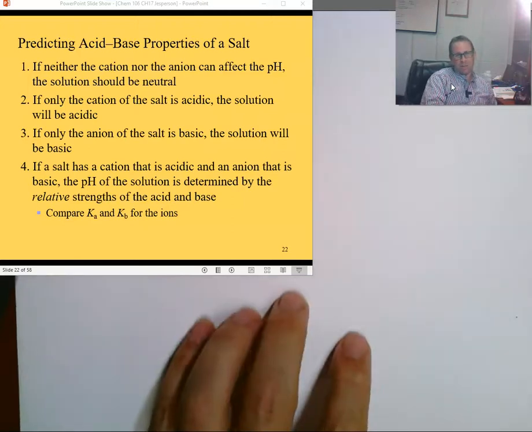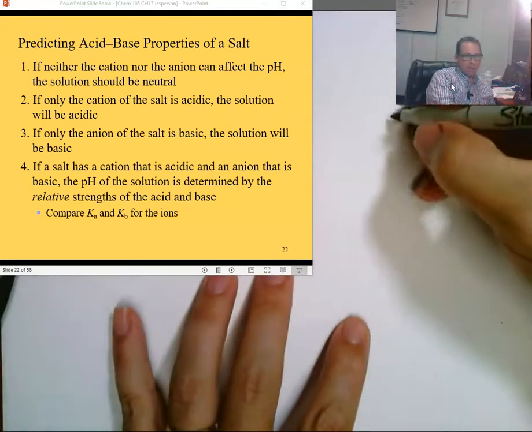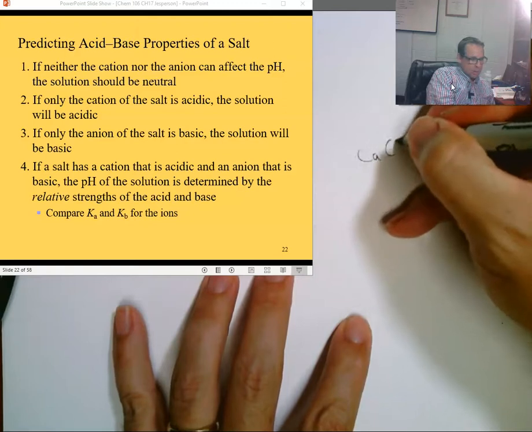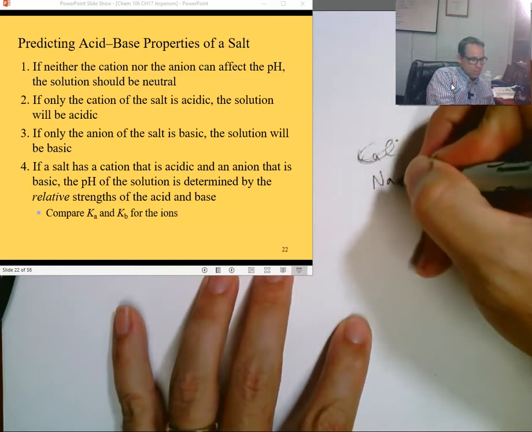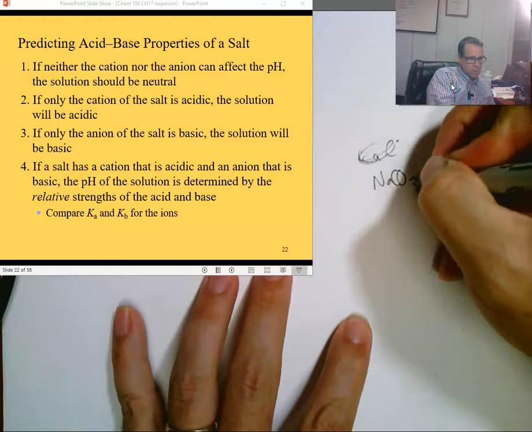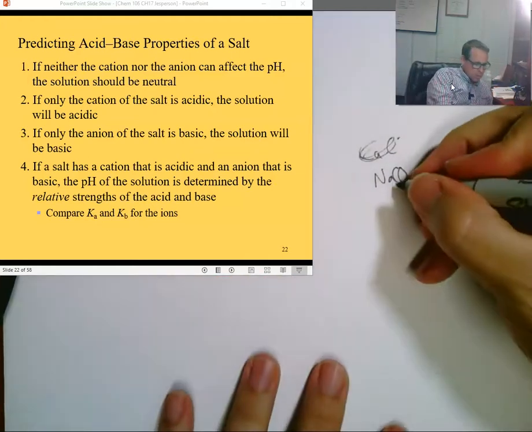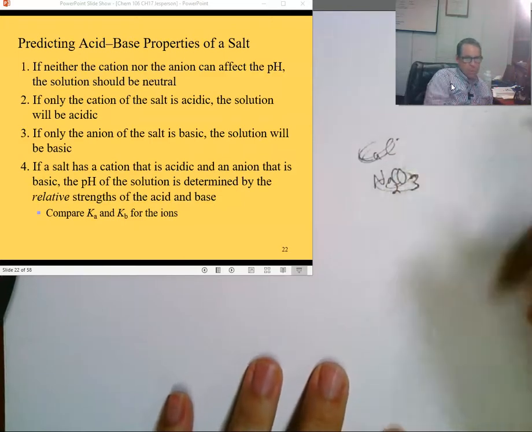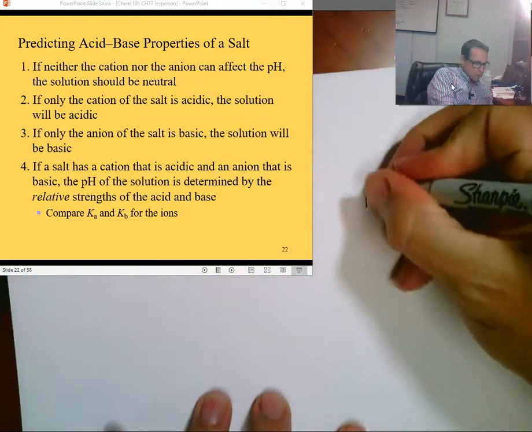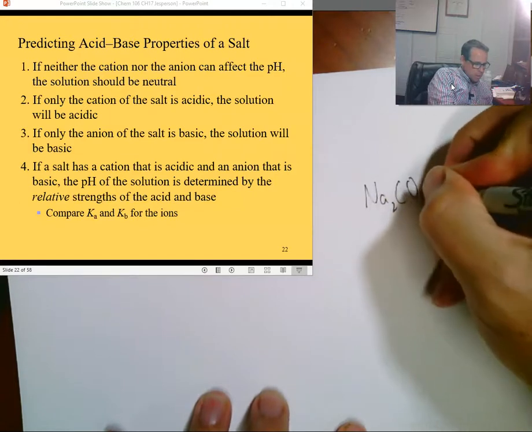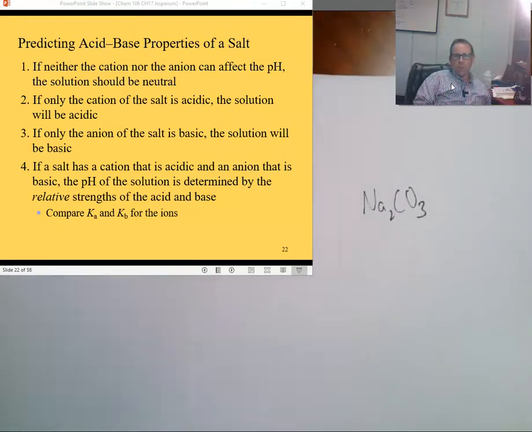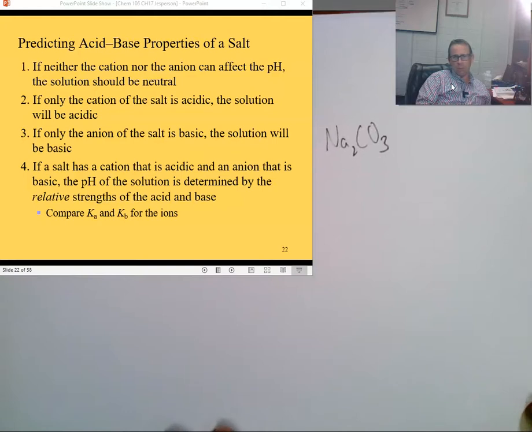But what we're talking about is the addition of salts like sodium carbonate, Na2CO3. If you have sodium carbonate, if you remember from our lab experience, we learned that it makes the solution basic.